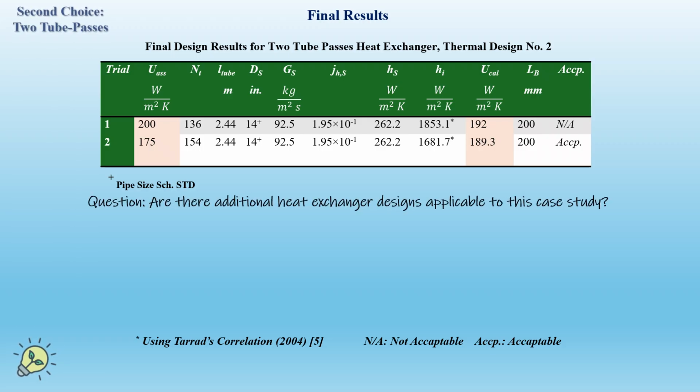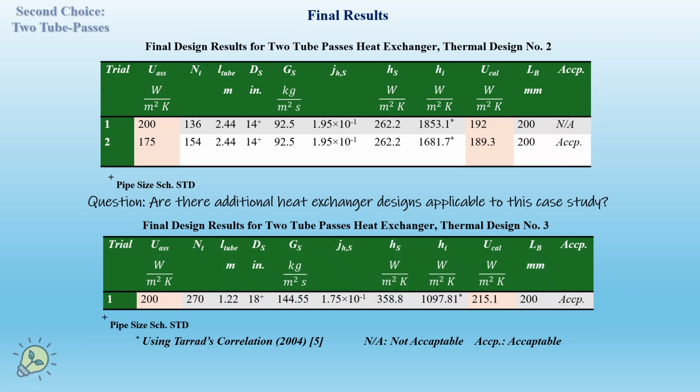The question: is there any other design for this case study? The response is yes. We used a tube length of 1.22 meters with an assumed value of 200 and a baffle spacing of 200 millimeters. Then we got a value of 215.1, and this is an acceptable design without repeating these calculations.